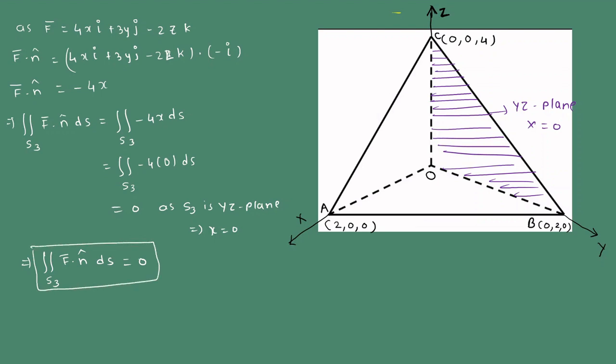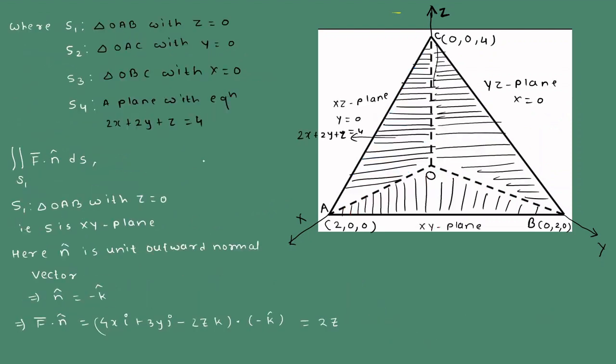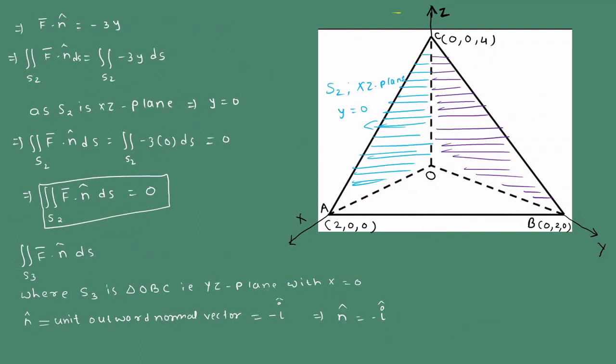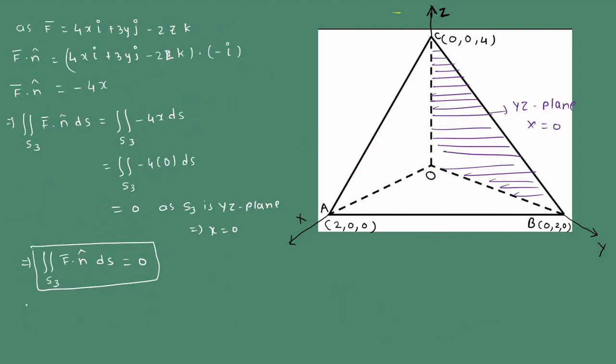Correct? Now we are remaining with surface number 4, which is a plane with the equation 2x plus 2y plus z equals 4. Correct? Now we want to calculate the double integration over S4 of f bar dot n cap ds, where S4 is the surface 2x plus 2y plus z equals 4, right?